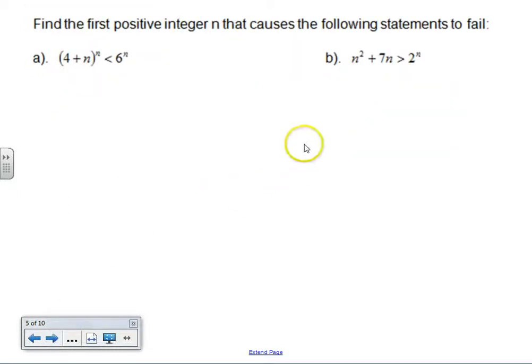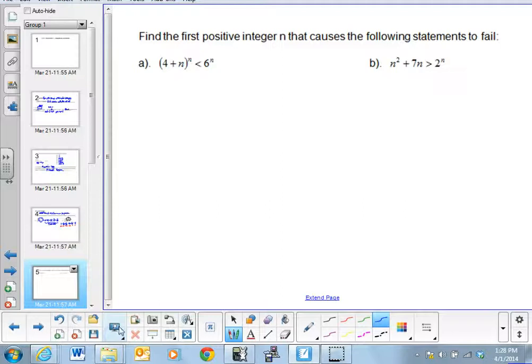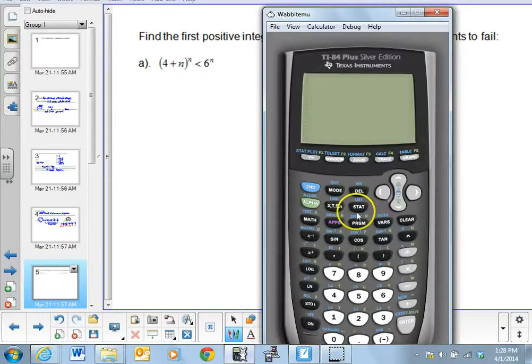Moving on. They want us to find the first positive integer of n that will cause this statement to fail. Now there's more than one way to do this, but I like to take a calculator approach. So on my calculator, I'm going to clear out my old problem from algebra before. And in y1, I'm going to put the left-hand side of this inequality, so 4 plus n, I'm going to use x, to the x power, and then 6 to the x power. I'm basically just making the calculator do all the mental math I would have to do myself.